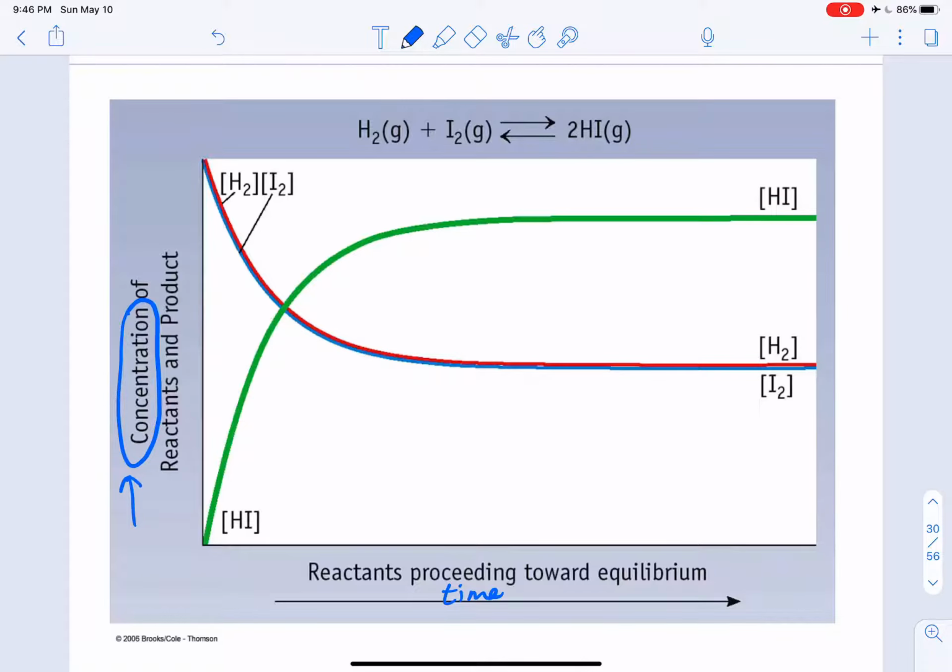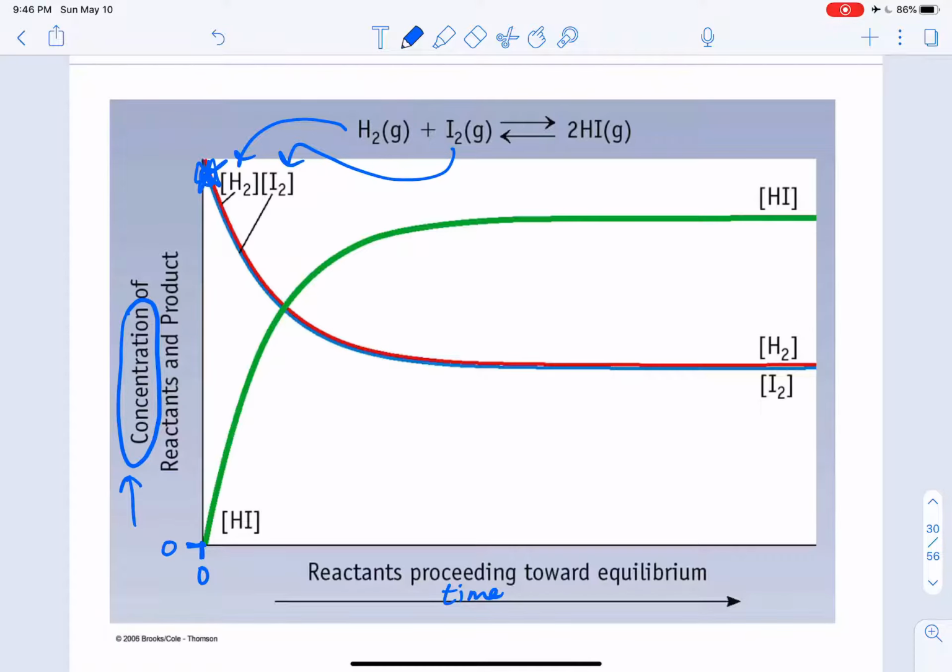So at the very beginning of the reaction, when time equals 0, we have a very high concentration of our reactants. So we have concentration of H2 and concentration of I2. So remember, when you have brackets around something, the brackets in chemistry mean concentration. So brackets around H2 mean concentration of H2. So you can see how the concentrations at time equals 0 of your reactants are very high.